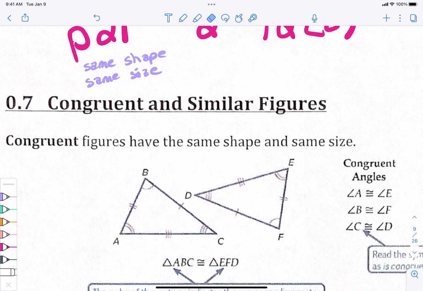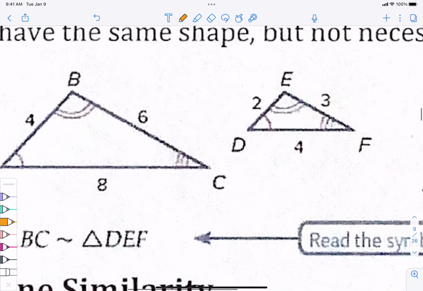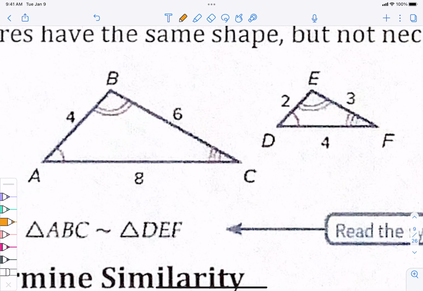The difference between congruent and similar is that similar is, anybody want to take a guess? Yeah, this is same shape, but different size, right? Same shape, different size. That's the only difference. So congruent versus similar: same shape, same size versus same shape, different size. So this would be like similar figures. They're exactly the same shape, but they're different sizes, okay?